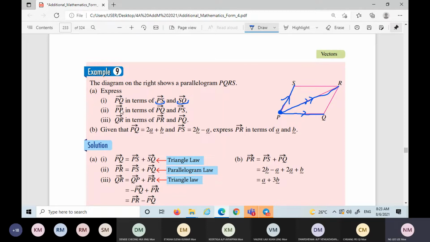That's why I say you must be good in parallelogram law, and also you must be good in the triangle law. Next, QR. QR here, this one will be the resultant vector by using PR.